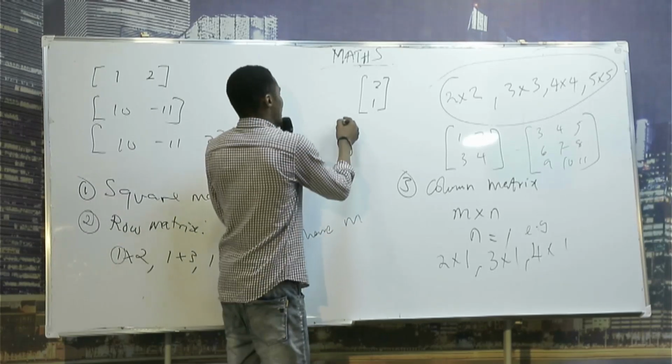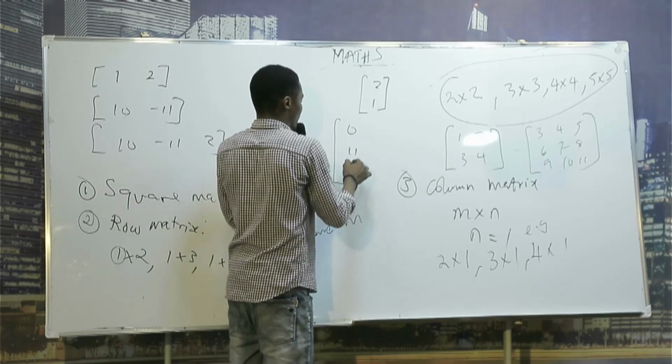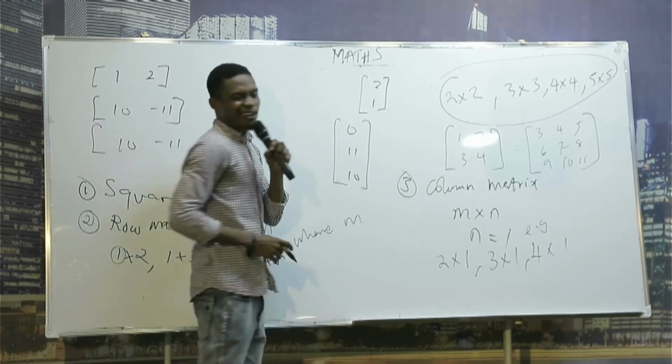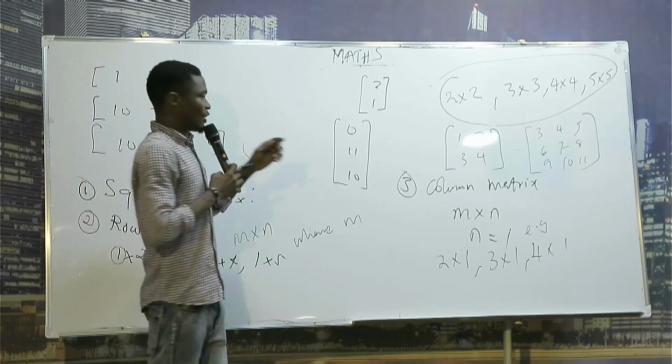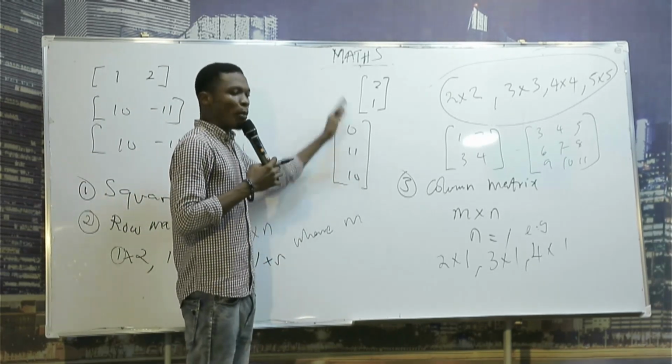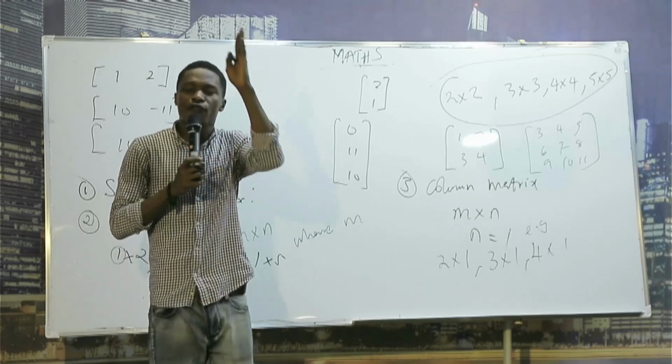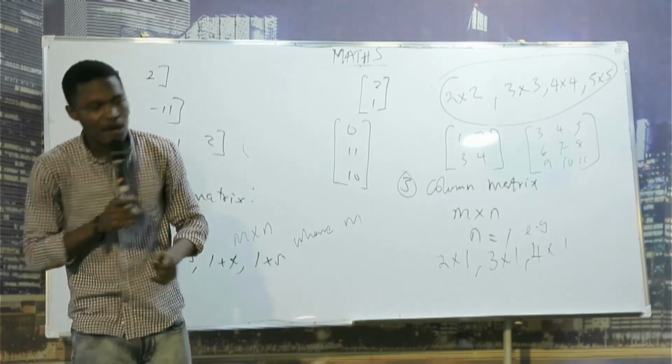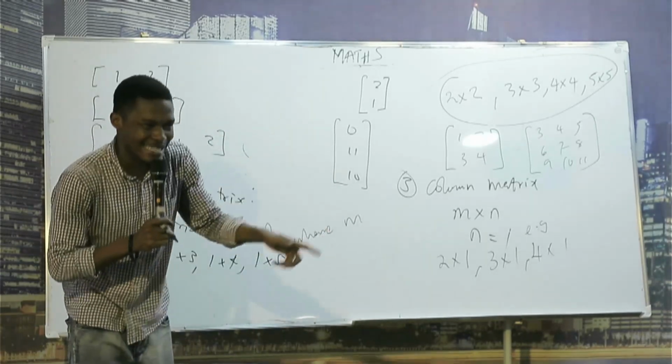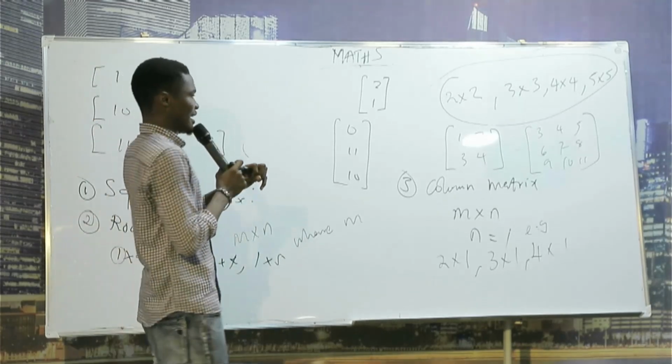1. If I saw something like this, 0, 11, 10, what kind of matrix is this? This is a column matrix. It has 3 rows, but 1 column. So once the number of columns is 1, it is a column matrix. Once the number of rows is 1, it is a row matrix. Just like that.